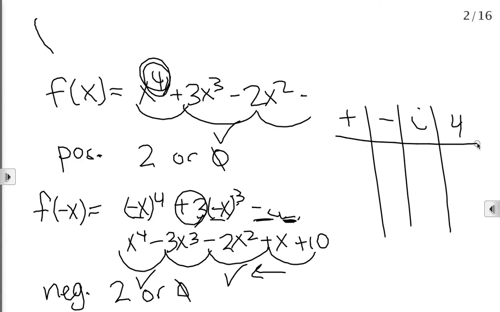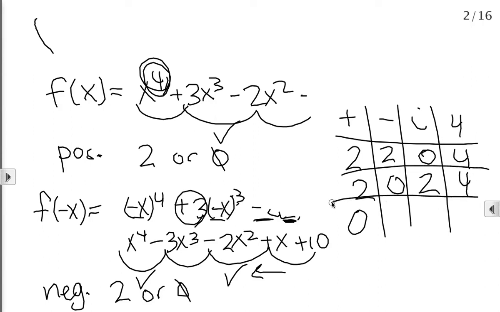So, starting off with the positives, I could have 2 or I could have 0. If I have 2 positives, I could also have 2 negatives, which means nothing is left over for the imaginary. If I have 2 positives, I could have 0 negatives, which means I could have 2 imaginary solutions.